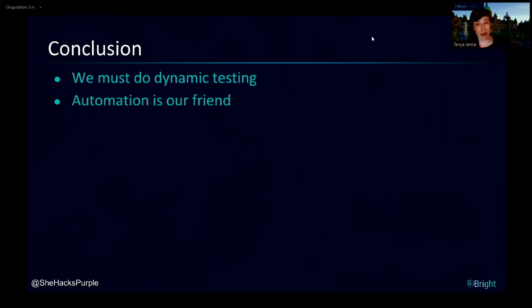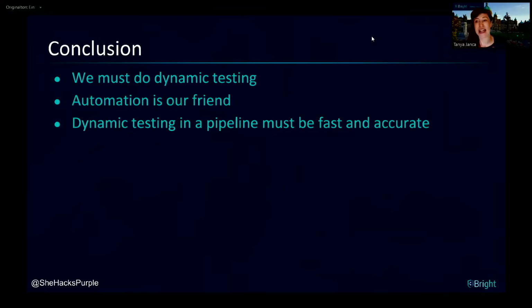So with a quick conclusion, because we only have 2 minutes left, we need to do dynamic scanning because any person on the internet can do a dynamic scan of our app, and we need to keep ahead of those people. Automation is our friend, but if you are at B-Sides, you already know that. Dynamic testing in a pipeline has to be fast and it has to be accurate, or no one's going to want to hang out with you at lunch.